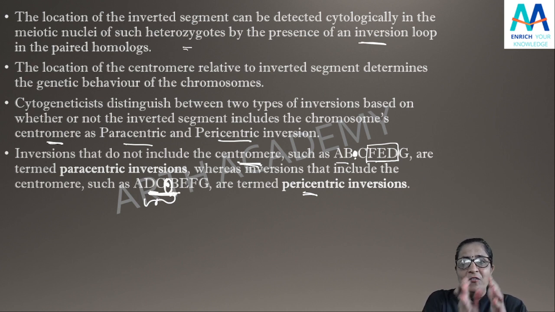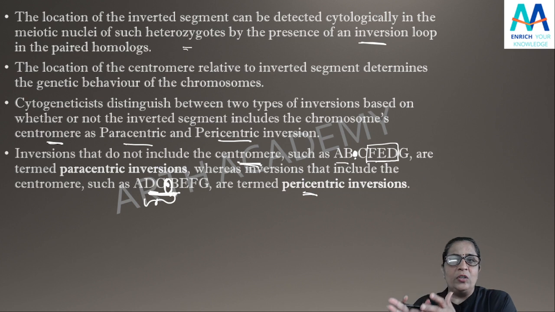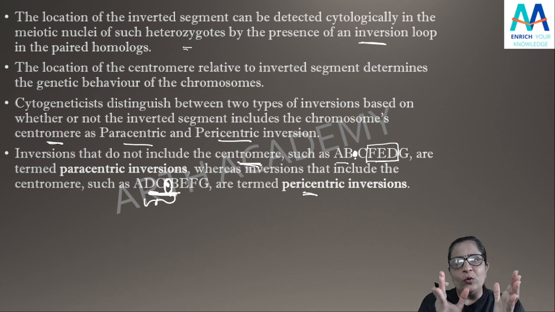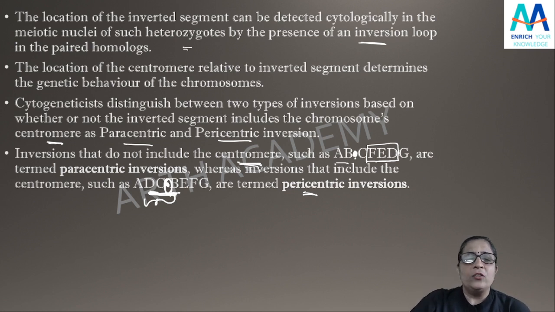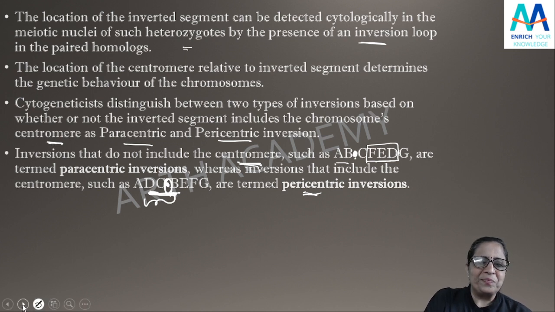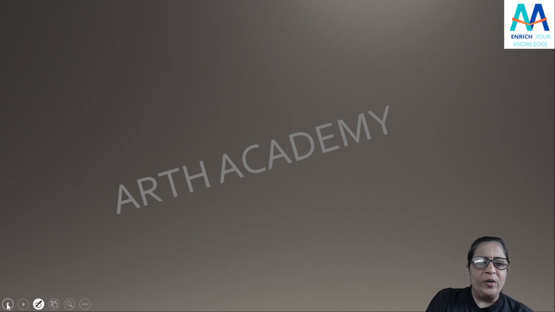That means half inversion is on this side, half is on this side. Not half, but some part, the inversion you can see on both sides. Centromere is included, that means, so this is called a pericentric inversion. I hope this is clear. Very much clear or not? So what is paracentric and what is pericentric inversion?